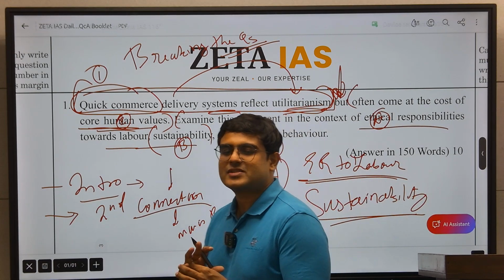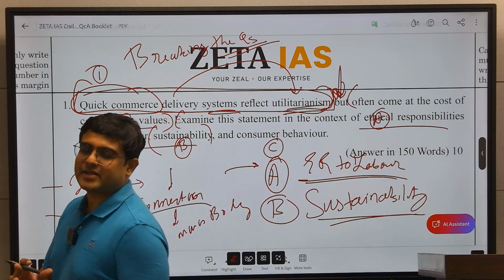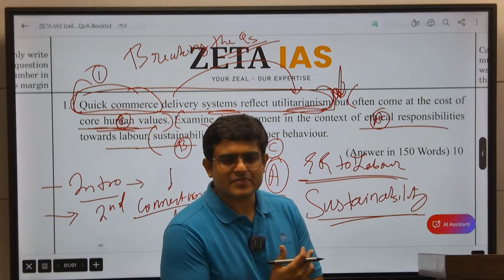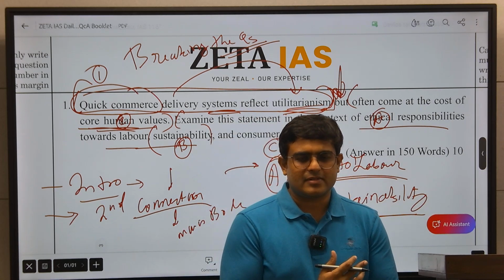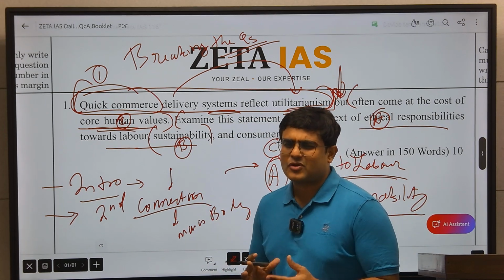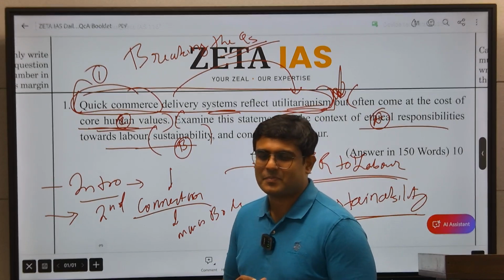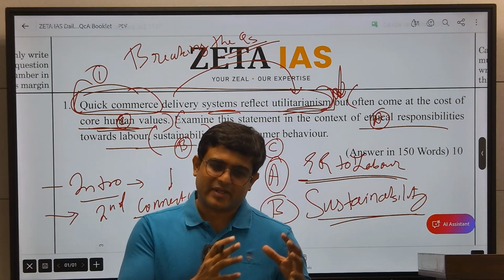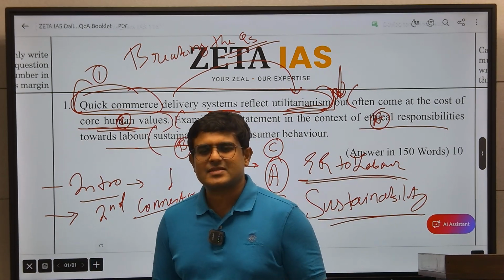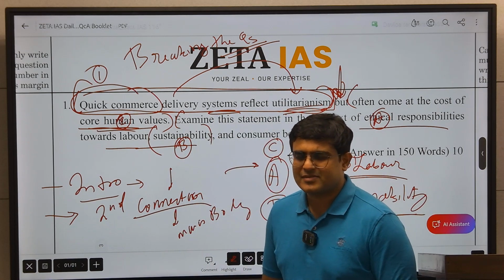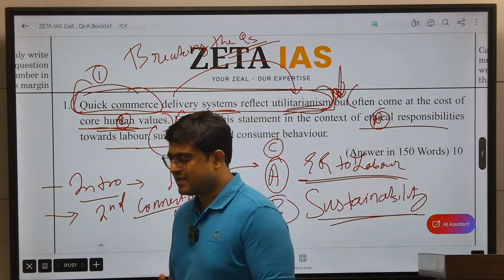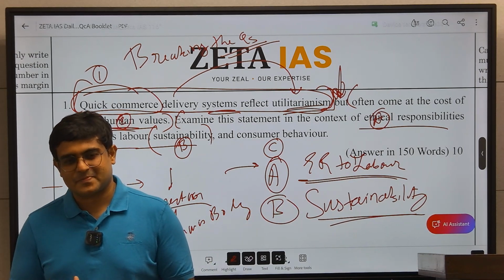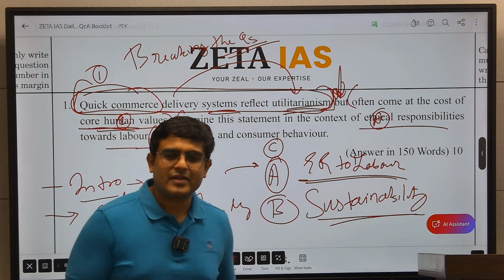But you should not just write environmental sustainability, but also economic sustainability of this entire model. See, none of the quick commerce companies are as of now profitable. So they have been funded by investors, angel investors, etc. You must have read in economics. So once the funding stops, this entire model will come crashing down.